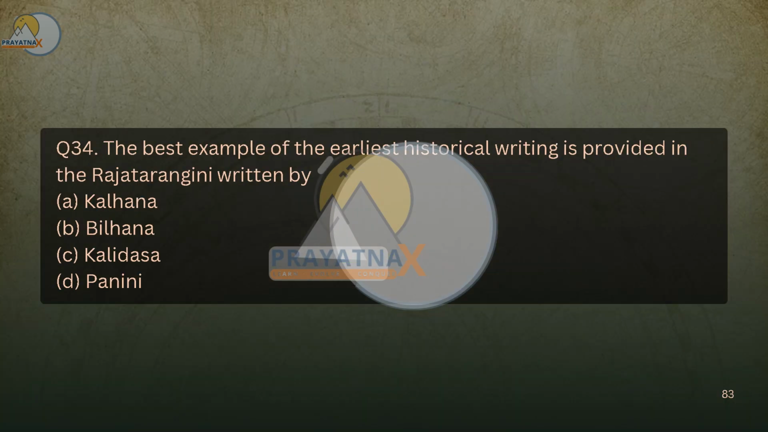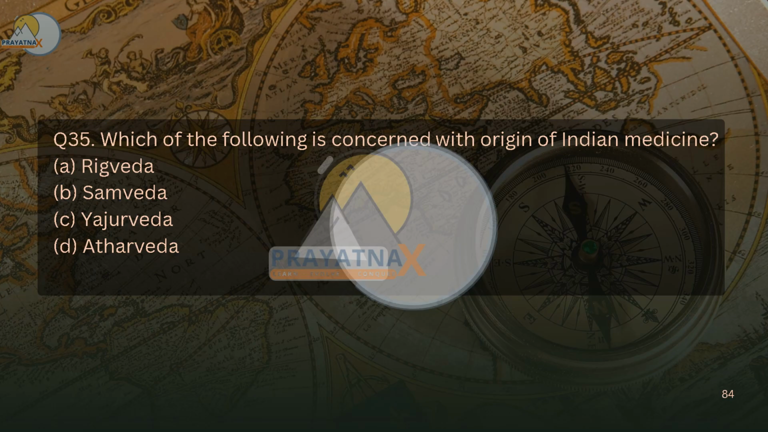The best example of the earliest historical writing is provided in the Rajatarangini, which is written by, now we have already discussed this, it is Kalhana. Rajatarangini discusses the stream of the kings, and it was written in the 12th century. Now moving on to the next question. Which one of the following is concerned with the origin of Indian medicine? I hope it's very easy for you now. The answer would be Atharvaveda. It is concerned with the origin of Indian medicine and consisted of mostly magical spells and charms.